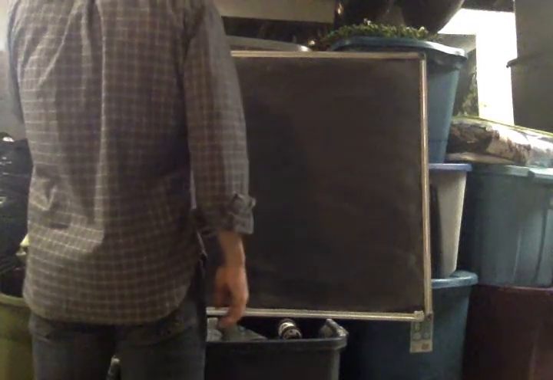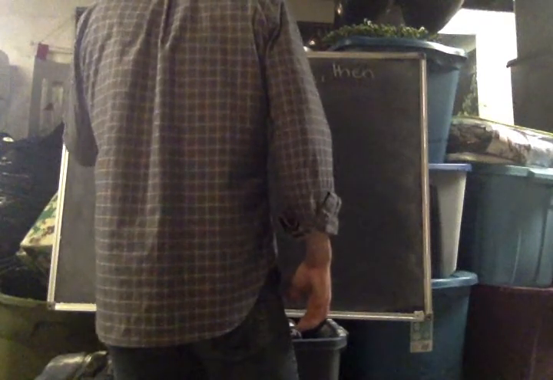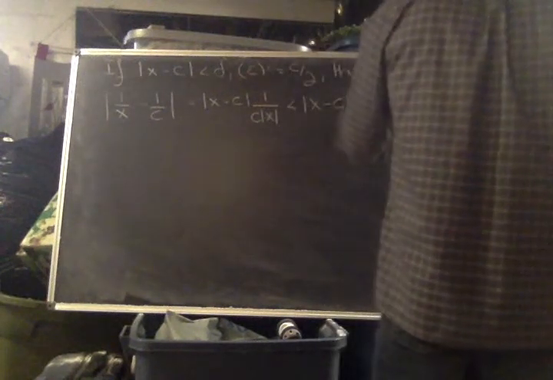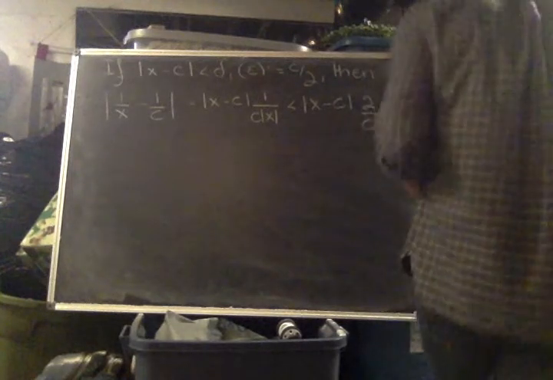All right, so if the absolute value of x minus c is strictly less than delta 1 of epsilon, which is equal to c over 2, then the thing that we're interested in, the absolute value of 1 over x minus 1 over c, that's equal to the absolute value of x minus c times 1 over c times the absolute value of x, and that will be less than the absolute value of x minus c times 2 over c squared. Okay?